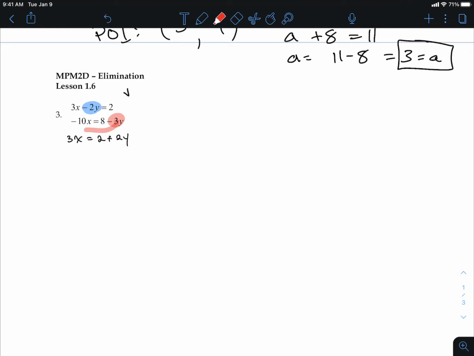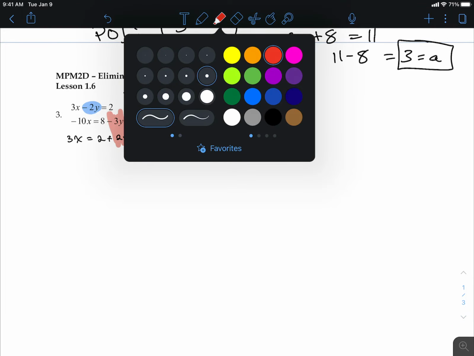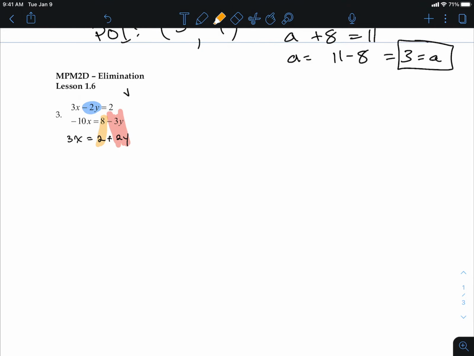Doesn't change the process. The important part is that these pieces line up. The y's are on top of the y's, and then, you know, the numbers are on top of the numbers, and then the x's are over here on top of each other. So that when you go to subtract them, right, they just cancel each other. That make sense?